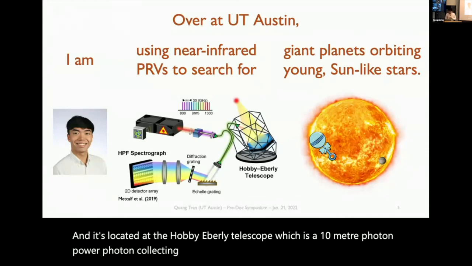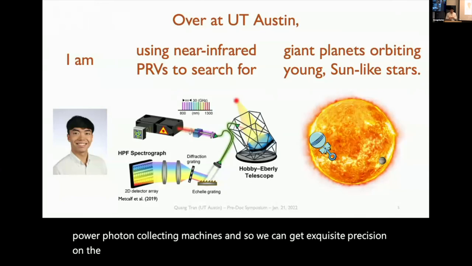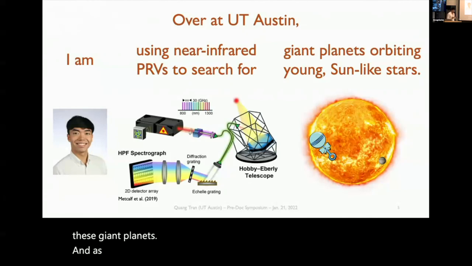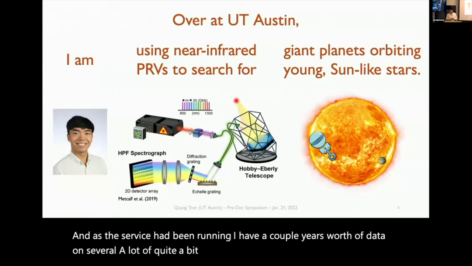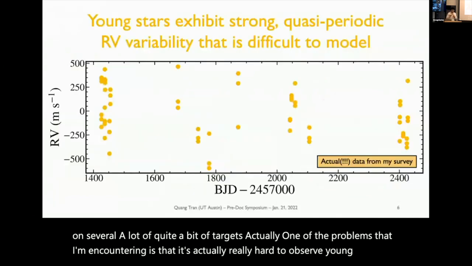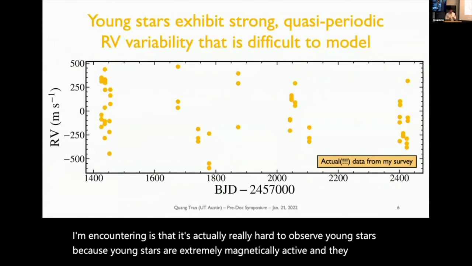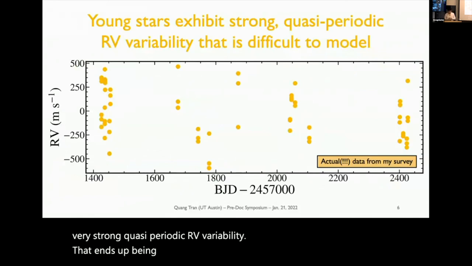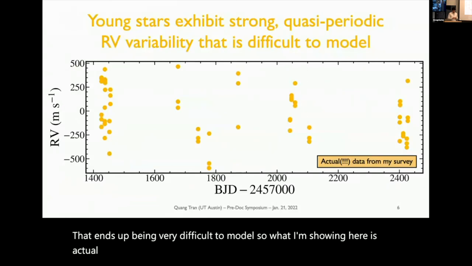So we can get exquisite precision on the spectra of these young stars, to hopefully extract information and detect and characterize these giant planets. As the survey has been running, I have a couple of years' worth of data on quite a few targets. One of the problems I'm encountering is that it's really hard to observe young stars, because young stars are extremely magnetically active and exhibit very strong quasi-periodic RV variability that ends up being very difficult to model. What I'm showing here is actual data from my survey.